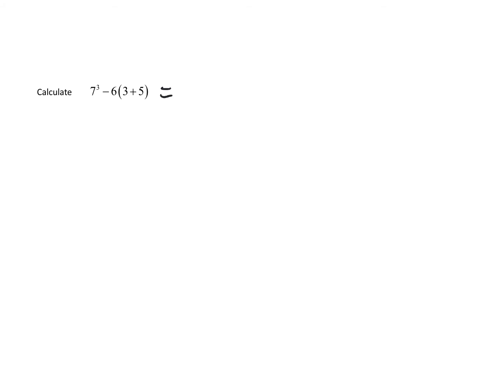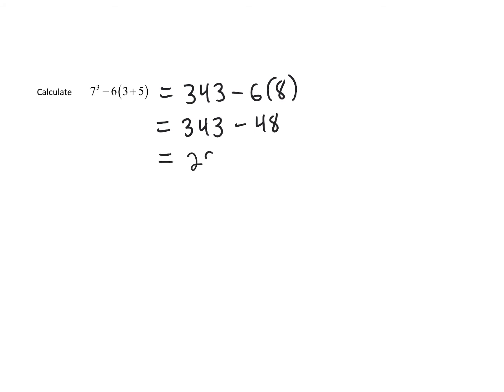So 7 cubed is 343, minus 6, 3 plus 5 is 8. And then we rewrite the 343 and do the 6 times 8. Remember, do multiplication before subtraction. We get 48. Lastly, subtract to get 295.